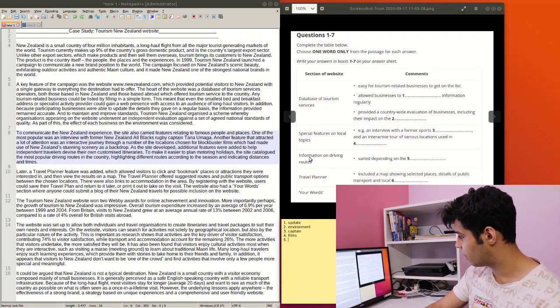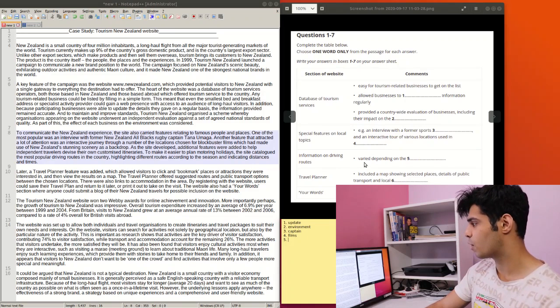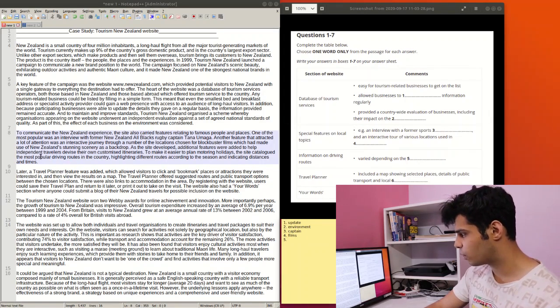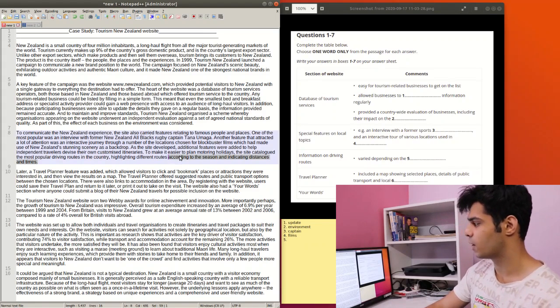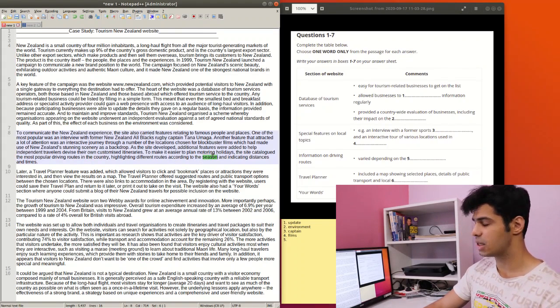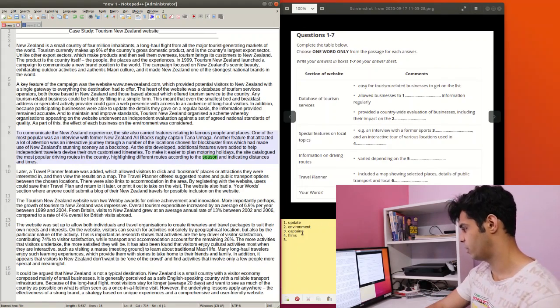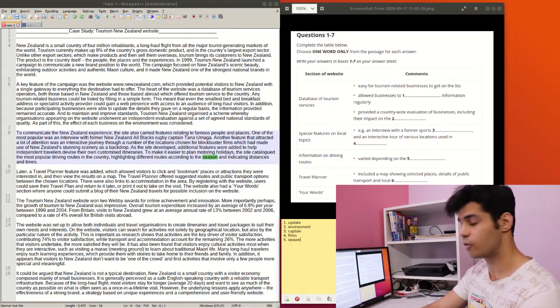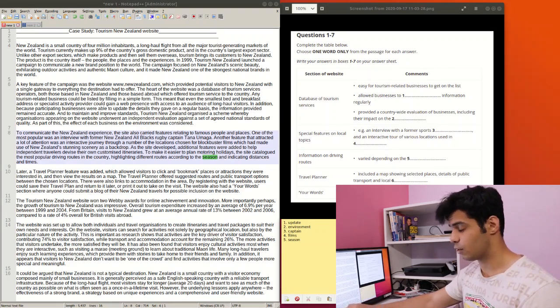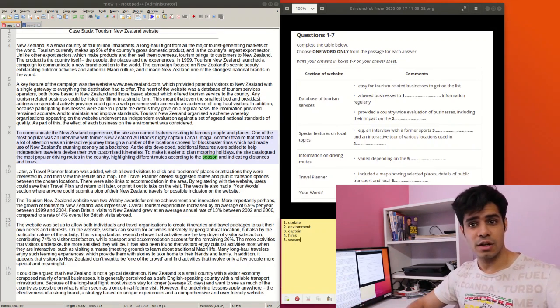And information on driving routes varies depending on the blank. I don't think we've read anything about highlighting the routes. Okay, according to the season. According to the season, they vary. So this is the answer over here. Okay, so depending on the season, the routes were changing. So this is again one of the most important parts.